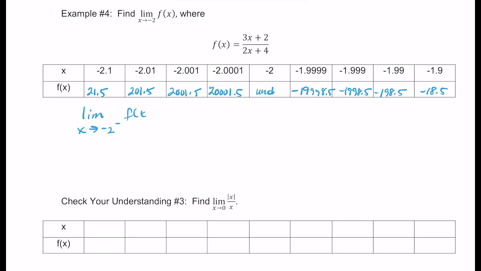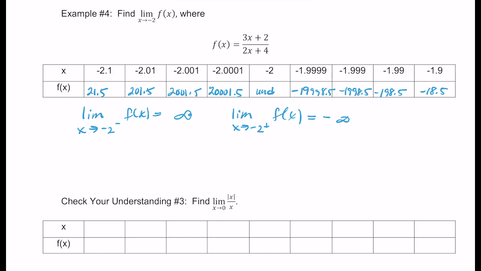So if we look at the one-sided limits here, the limit as x approaches -2 from the left of f of x, we said is going to keep getting bigger and bigger and bigger. So that means it's approaching positive infinity. The limit as x approaches -2 from the right, on the other hand, so as we go from the right towards -2, it's getting bigger and bigger and bigger towards negative infinity.